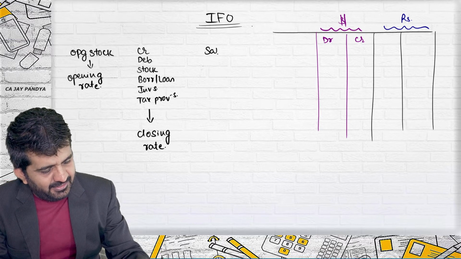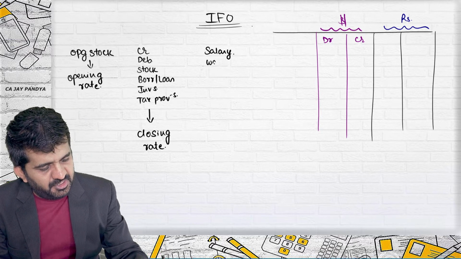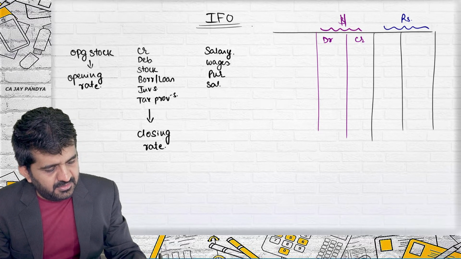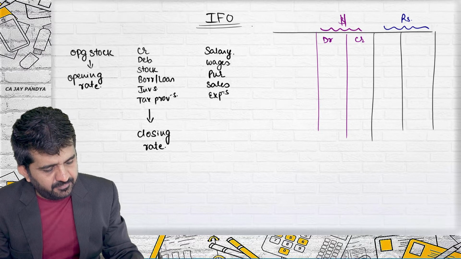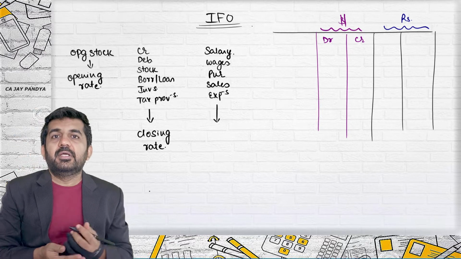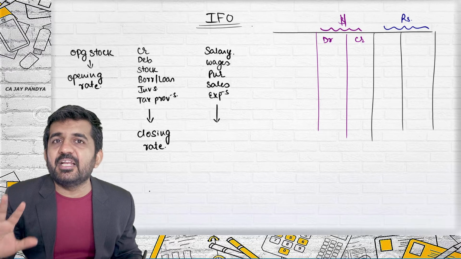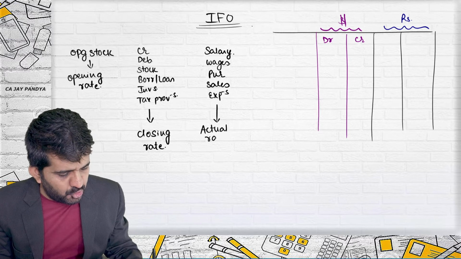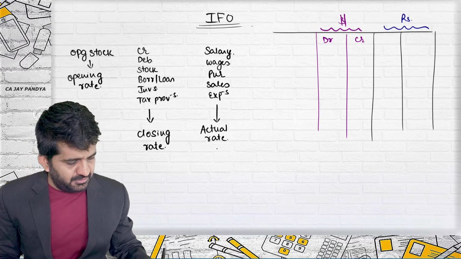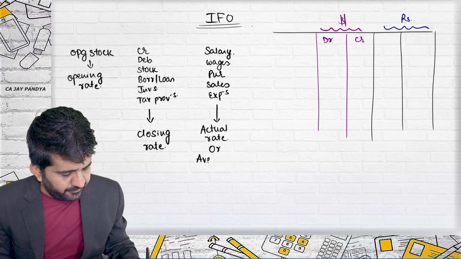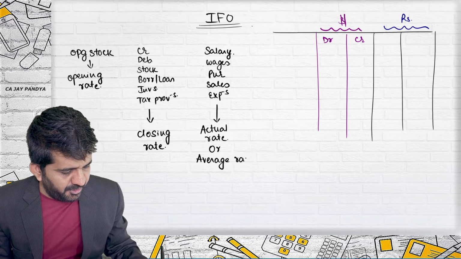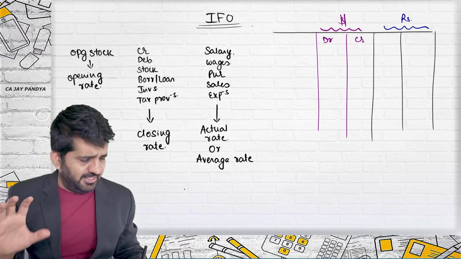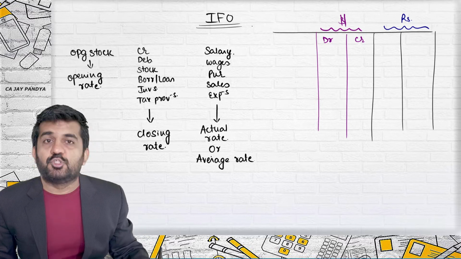Next, salary, wages, purchase, sales, expenses. So these are all items which practically will not come in the balance sheet. It will be the actual rate as on that date, or average rate. I have still not explained to you what is average rate. We'll be doing it later on in the same lecture. This will be the actual rate.